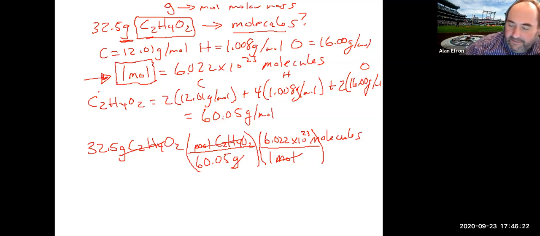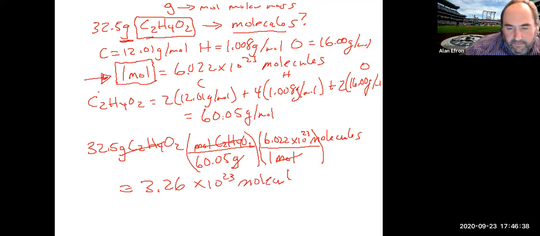32.5 times 6.022 exponent 23. We're then going to divide it by 60.05. And that is going to give us what I think I see in the box there. We are going to get 3.26 times 10 to the 23. And again, the units here will be molecules.